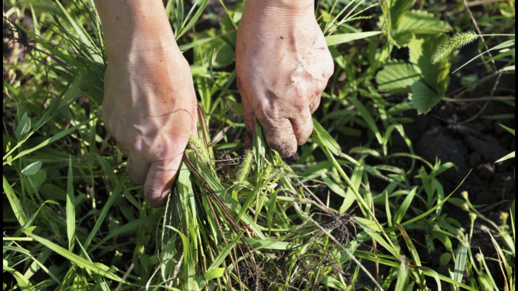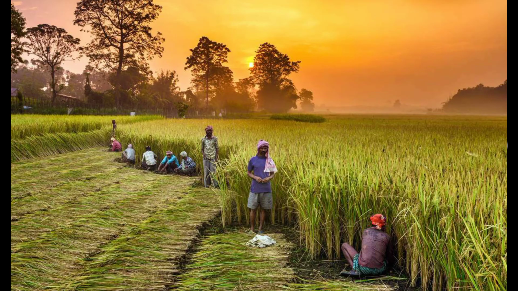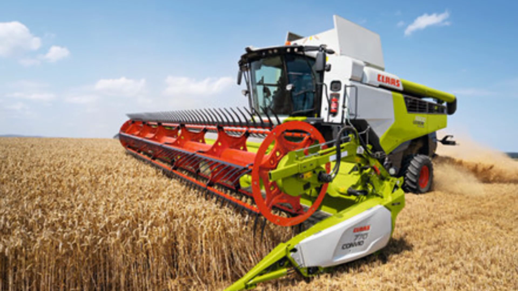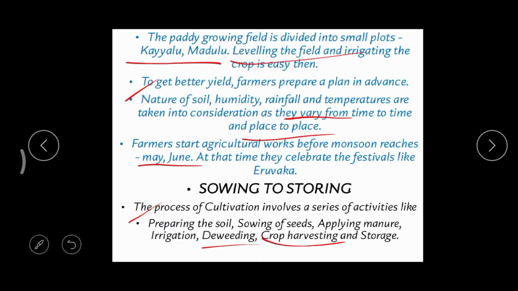The next, crop harvesting, means cutting down of these plants, right? In the olden days many people were called for this activity, but now we are using a machine called a harvester. Have you seen that? Once that machine moves, many activities are completed. This machine cuts the plant, separates the grain, and then that grain is collected in a chamber. Got it?